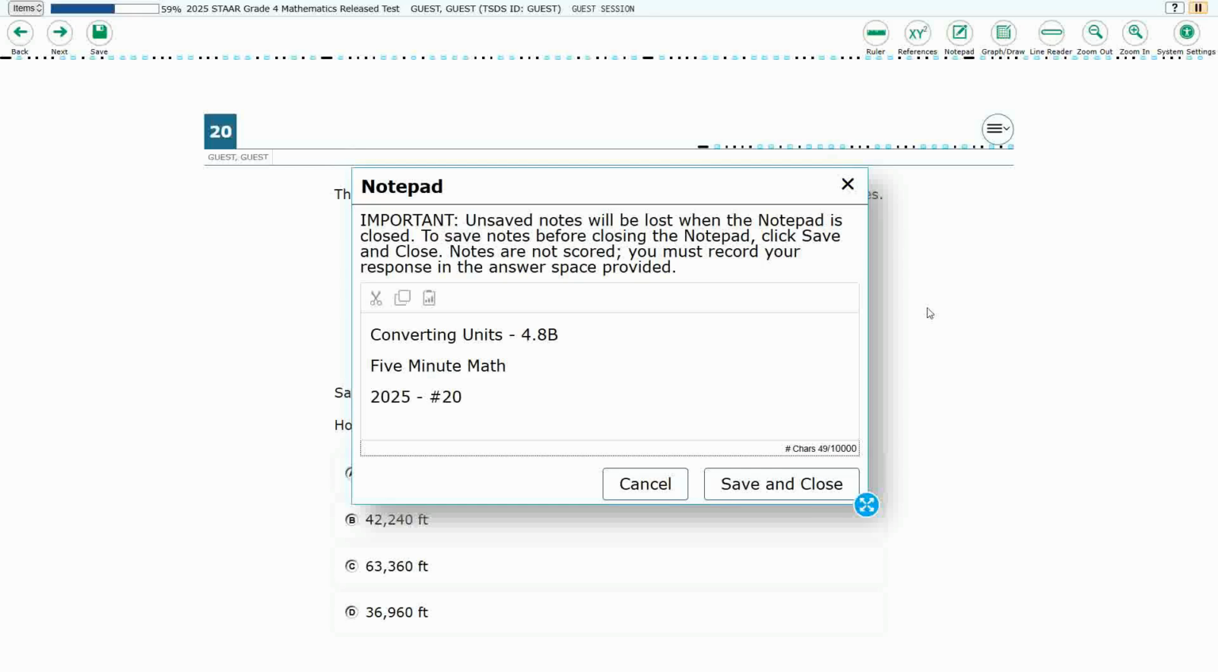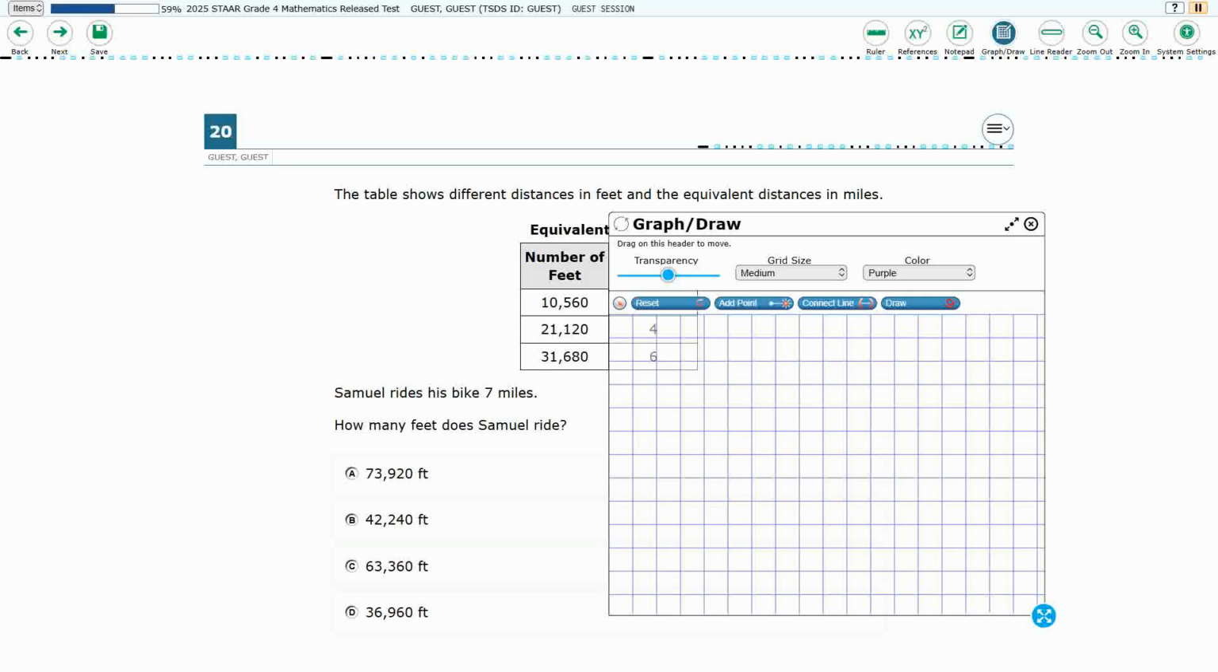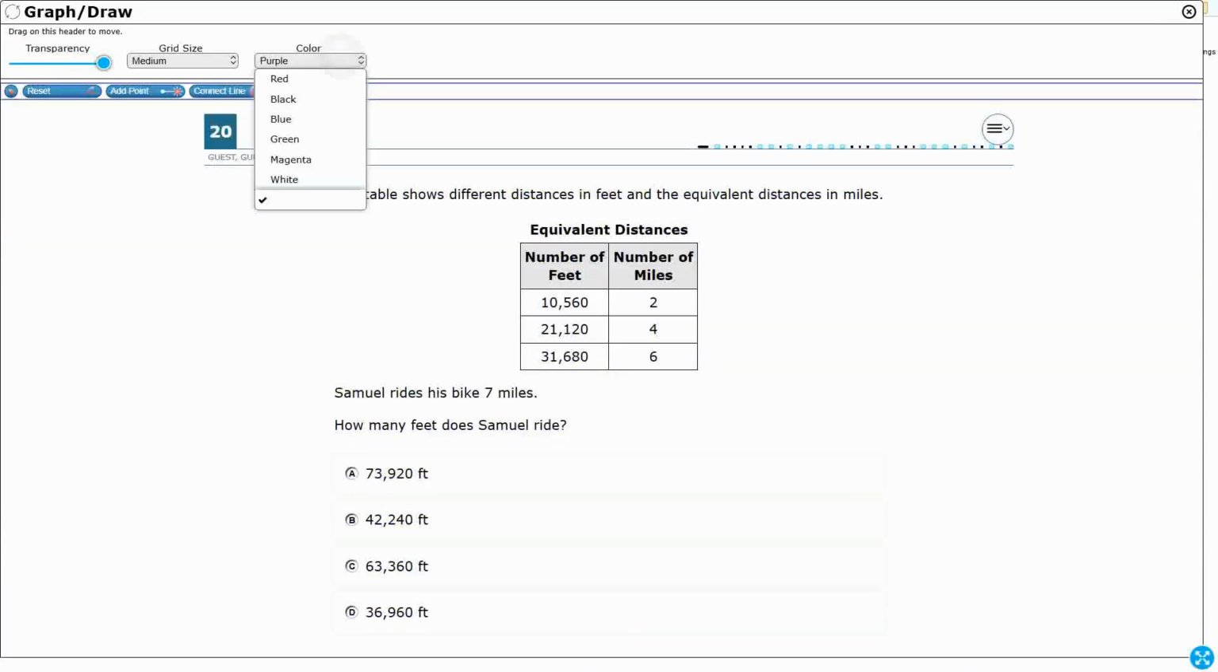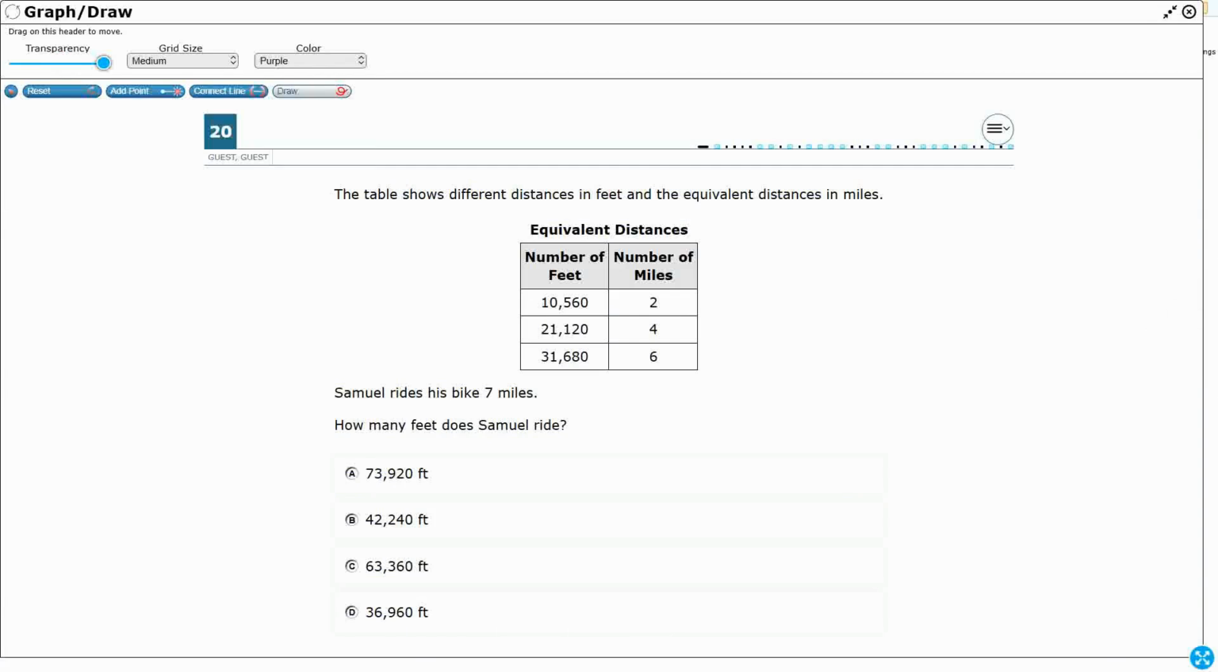Today we are looking at the fourth grade concept of converting units. This is standard 4.8b in the great state of Texas, and we are using item number 20 of the 2025 released STAAR test. If you haven't done so already, please go ahead and take a moment to pause the video, work this problem out on your own, unpause it, and we will look at our answers together.